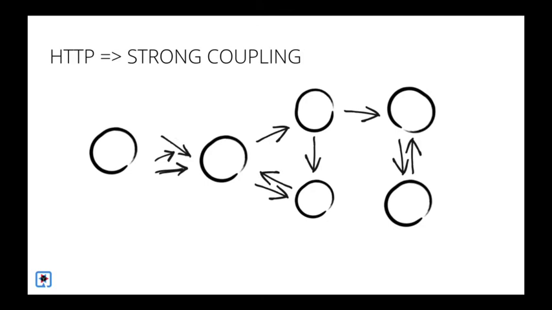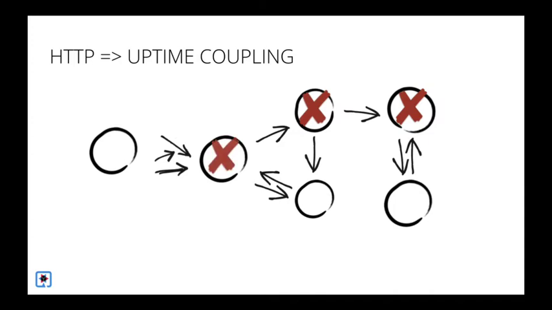And HTTP doesn't really work that way. Let me explain why. Well, there is some kind of uptime coupling, in the sense that if one of my microservices or one of my applications fail, then the caller is going to fail, and it cascades the failures until the users get a 500 response, and that's an unhappy user, and you really want to have happy users. So we need to find another way of doing this.